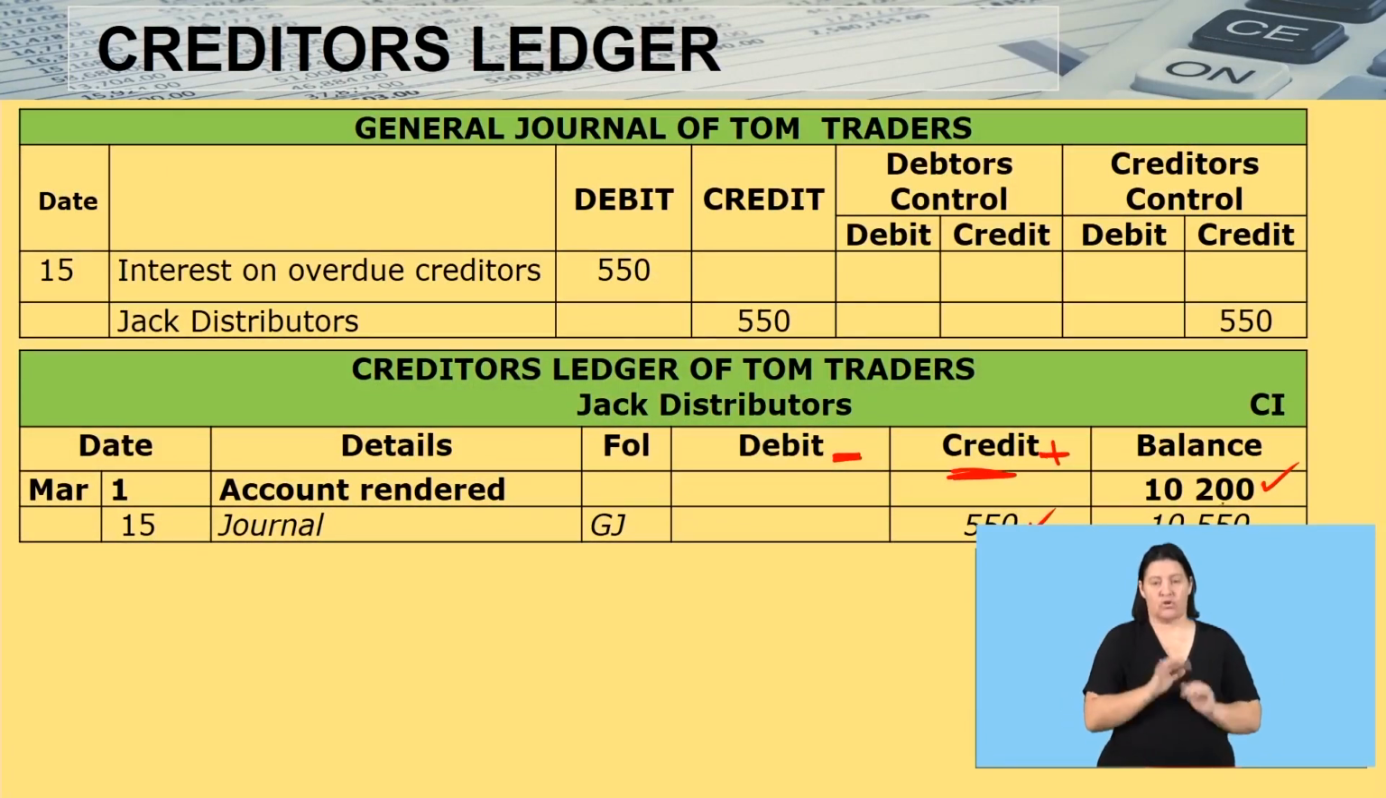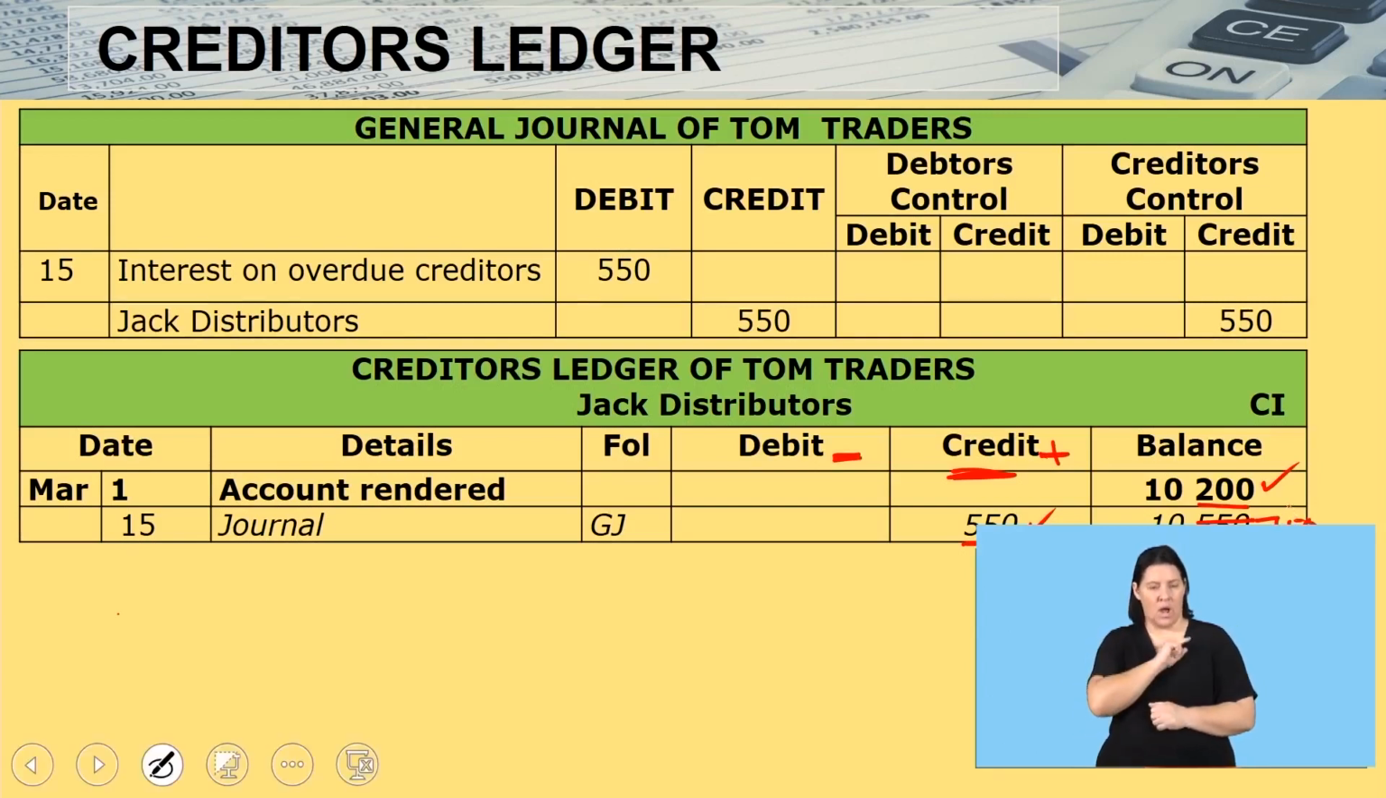I'm now going to say 10,200 plus 550. If you take your calculator, it should give you not 10,000, not 550, but 10,750. I want you to punch in your calculator again and see. It's 10,200 plus 550 to give you 10,750, because we have added 550, which is interest.